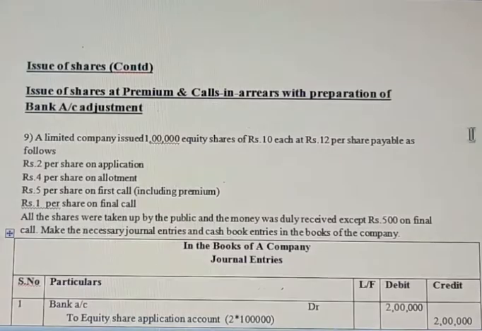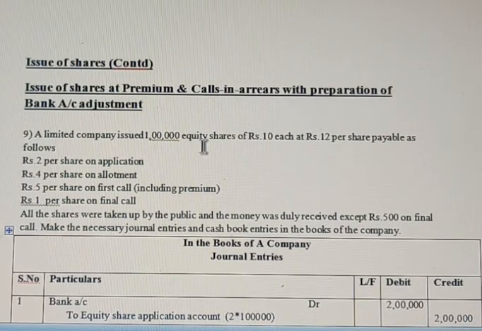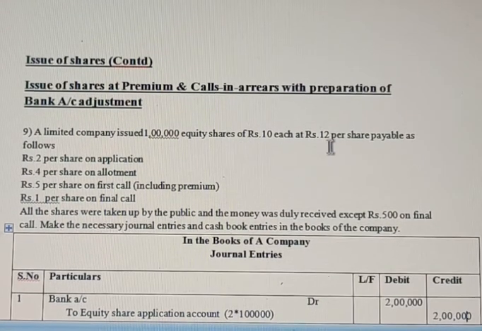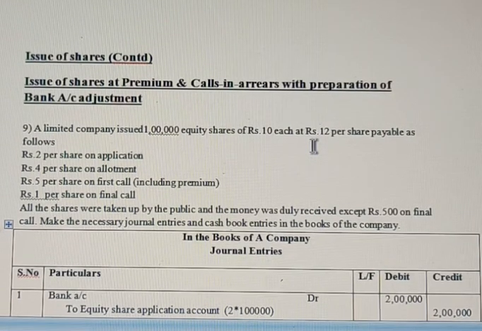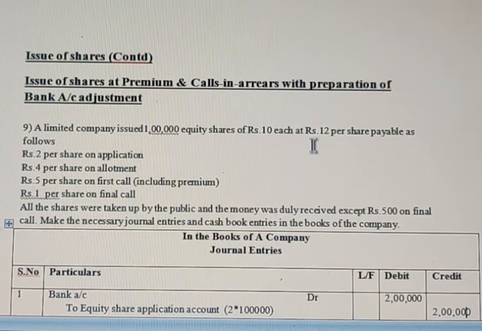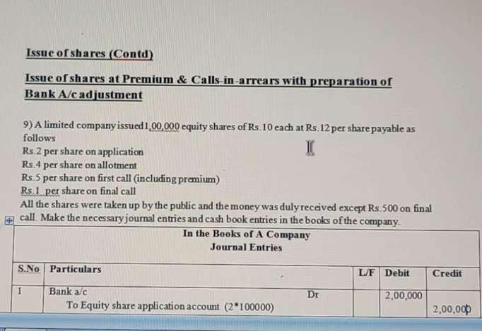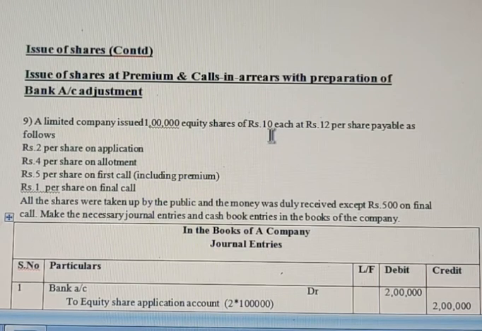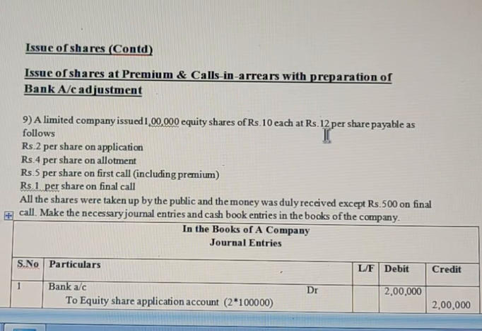This question says a limited company issued 1 lakh equity shares of rupees 10 each. But you can see the next statement, the issue price has been changed. They are telling it has been issued at rupees 12. So it is very clear that in the first statement itself there is an extra value being collected on the nominal value of the share. That is, the nominal value was 10, but now the subscribed price is rupees 12. It is very clear they are collecting premium here.